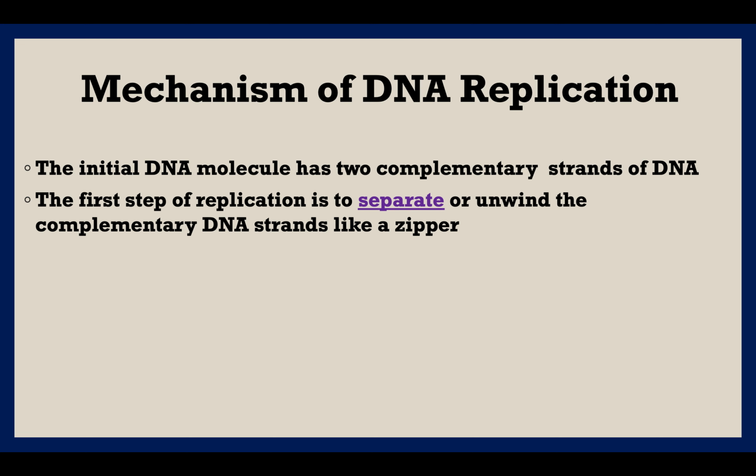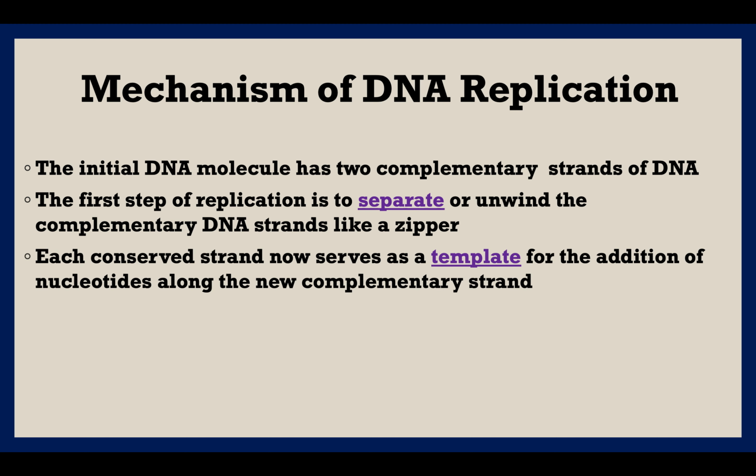The first step of replication is to separate or unwind the complementary DNA strands like a zipper. Each conserved strand now serves as a template for the addition of nucleotides along the new complementary strand. Now, this is very hard to picture, but thankfully, in the slides ahead, I have several animations that are going to make this easier to understand. But for now, imagine a molecule of DNA, which you already know to be a double helix. The first step is going to unwind both of those strands.